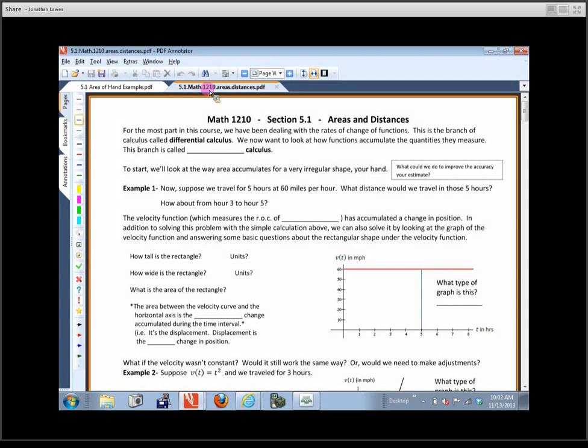So far we've been dealing with rates of change. We've been dealing with derivatives, and that's a branch called differential calculus. We're now ready to figure out that if we've got a function that's a rate of change, it's going to accumulate whatever it's measuring. And that branch of calculus is called integral calculus.